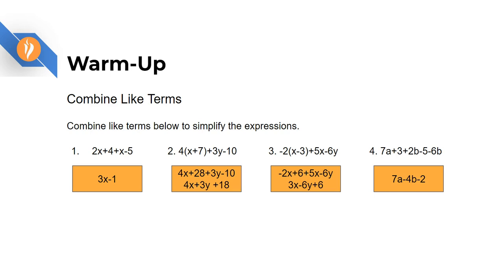And lastly, in number 4, if I look through that, the a term I only have one of, but then I have two constants and two b terms. So I'm going to go ahead and bring down the 7a, and then I'm going to combine the positive 2b and the negative 6b to give me negative 4b, and the positive 3 and the negative 5 give me negative 2. So I hope those made sense to you.